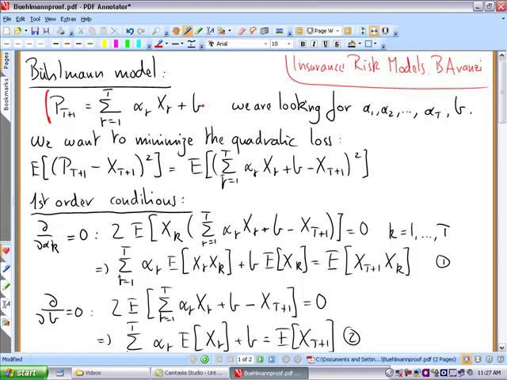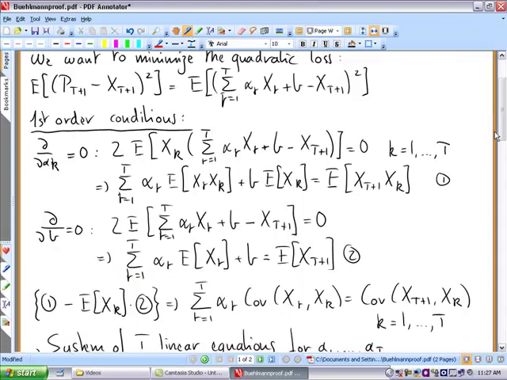So we want to minimize the quadratic loss, which is with respect to the loss of next year, and that's this expression. We want to minimize it. So a natural approach is to look at the first order conditions with respect to our parameters, the alphas and the constant b. Let's look first at the t partial derivatives of this expected value with respect to the alphas.